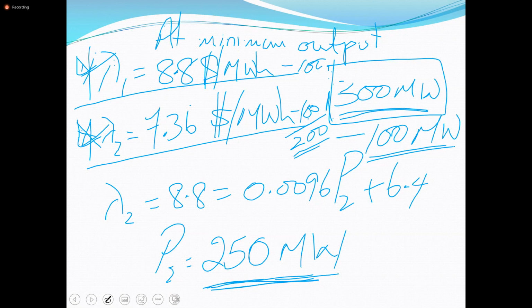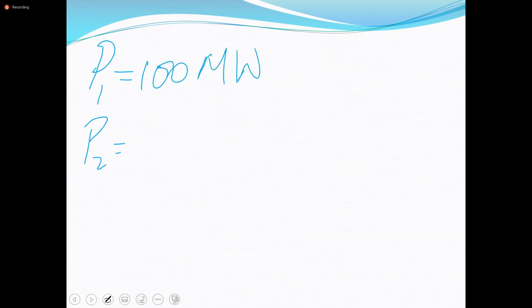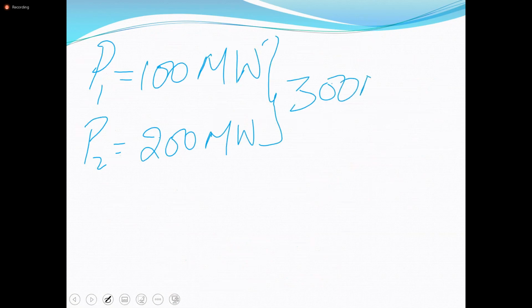Talk to me, man. We are doing it for the first time. 100 megawatts. So what is the breakdown in terms of units? What would P1 be producing, and what would P2 be producing? P1 will be doing 100 megawatts and P2 will be doing 200 megawatts. And this would supply our 300 megawatt system load.